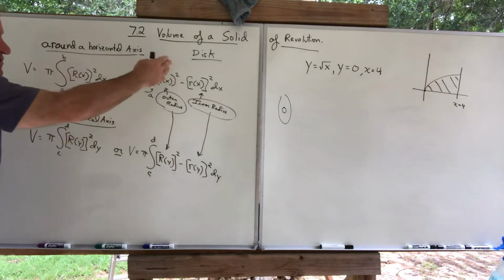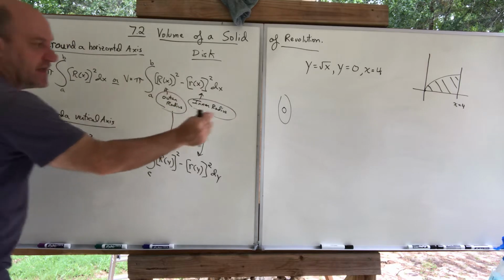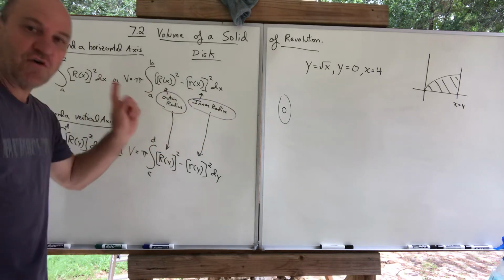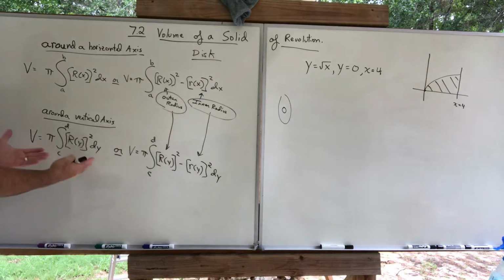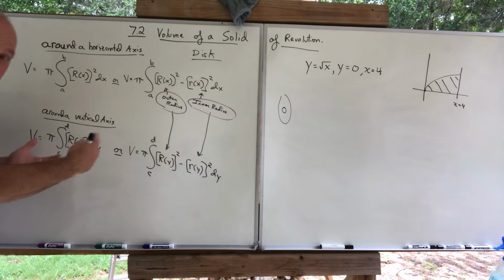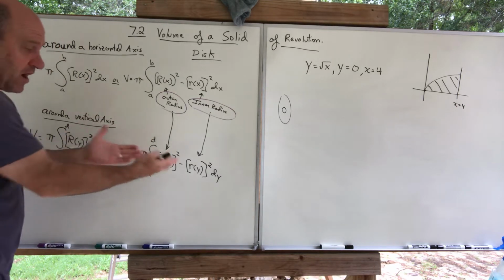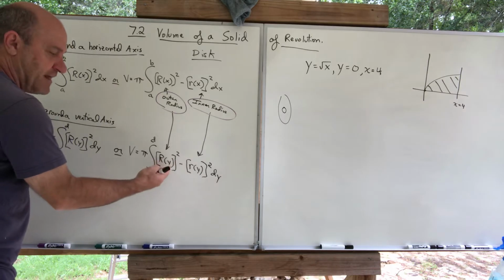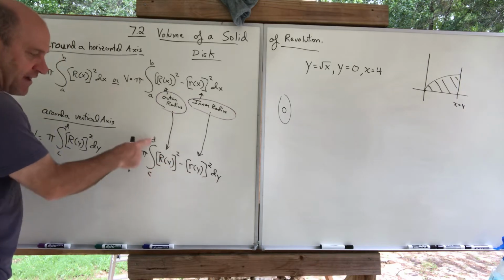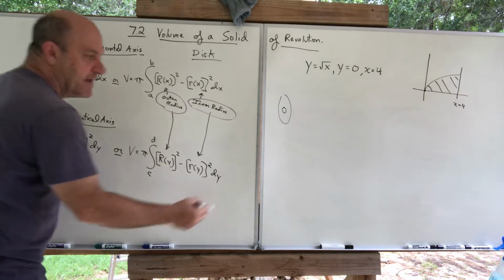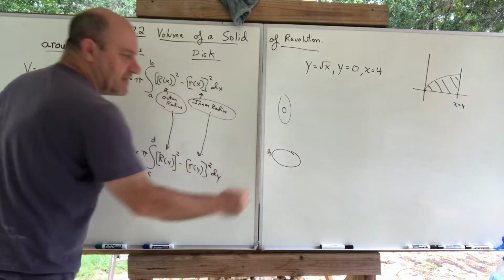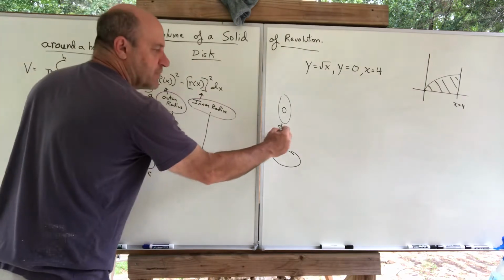So around a horizontal axis, you're working in x's. The thickness of your disk is in x's. Hey, if you spin something around a vertical axis, then you're working in y's. And you could have a hole in it, so you could have the washer method, where you subtract out the inner radius. So an outer radius as a function of y, the bounds are in y's, dy. It means the picture is like this. Your disk is running sideways. The thickness of your disk is dy as opposed to dx.